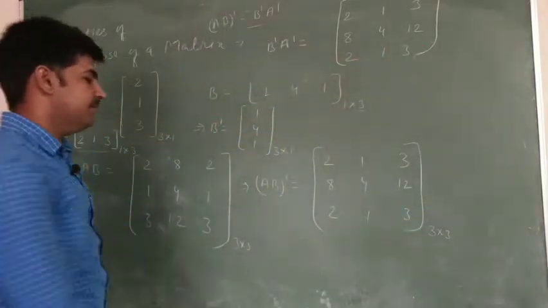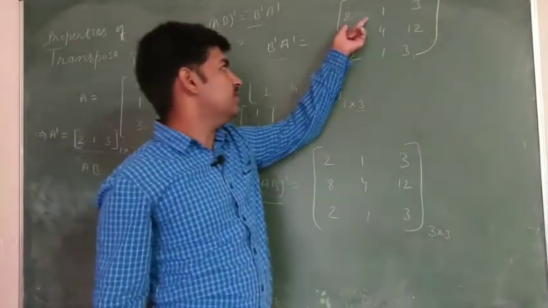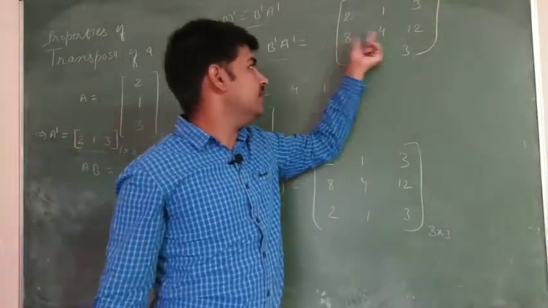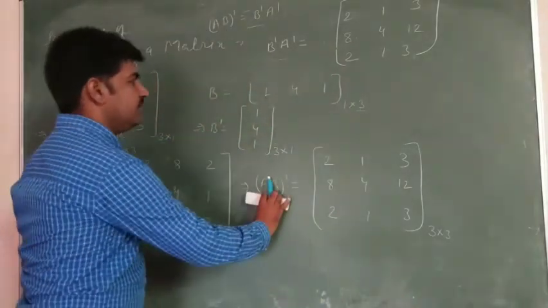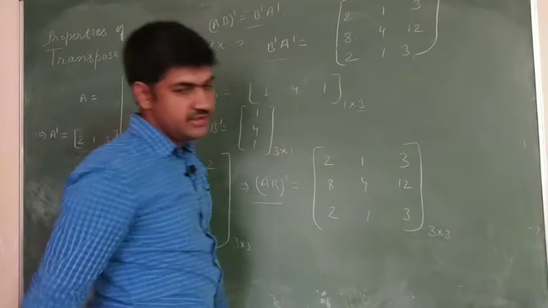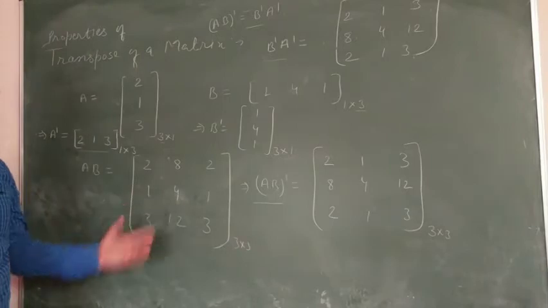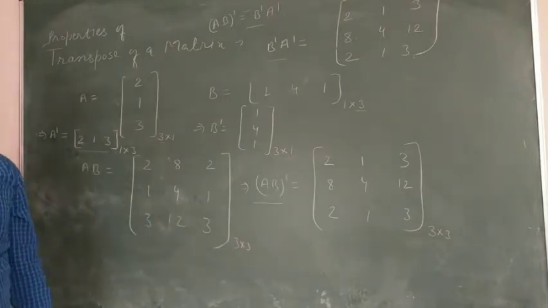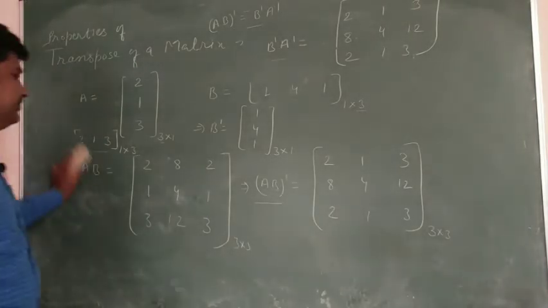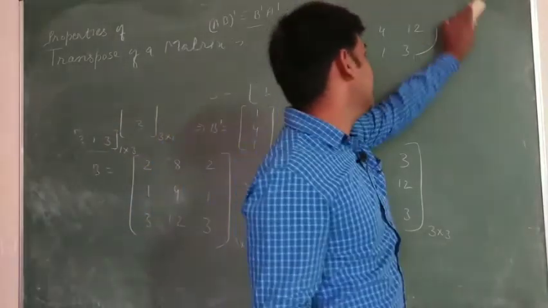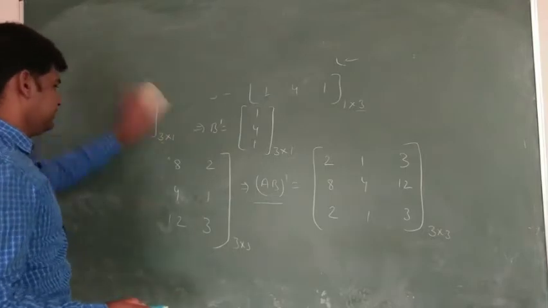Dear students, just compare AB whole dash with B dash times A dash. You will notice that 2 1 3, 8 4 12, 2 1 3 is the same in both. So AB whole dash is equal to B dash times A dash, and that is the fourth property of the transpose of a matrix, which we have verified with the help of an example. I hope you have understood it well. Now our next topic is symmetric and skew symmetric matrices.